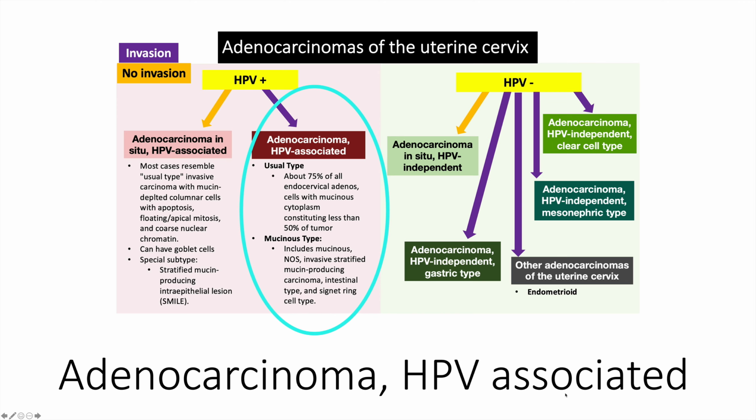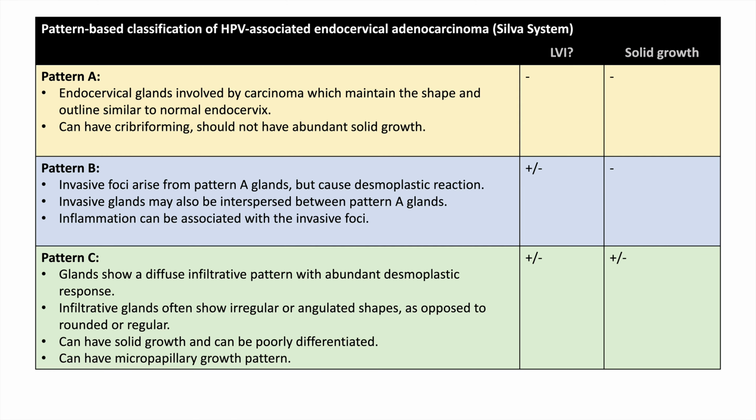So now we'll move on to adenocarcinomas of the uterine cervix here. So we're still in that HPV-associated or left-hand side of the chart. The HPV-associated carcinomas can show one of three patterns of invasion, and these have been tied to likelihood of lymph node involvement, and in most studies, pattern C tumors show a trend towards worse prognosis, but this is an area of ongoing study. I thought it was helpful to make this chart for learners who are approaching this topic.